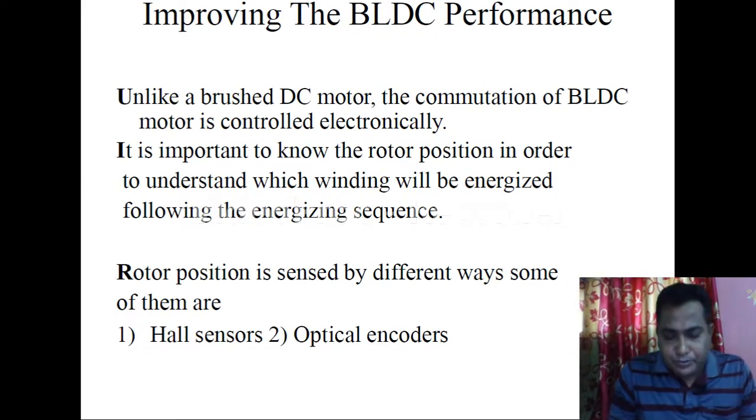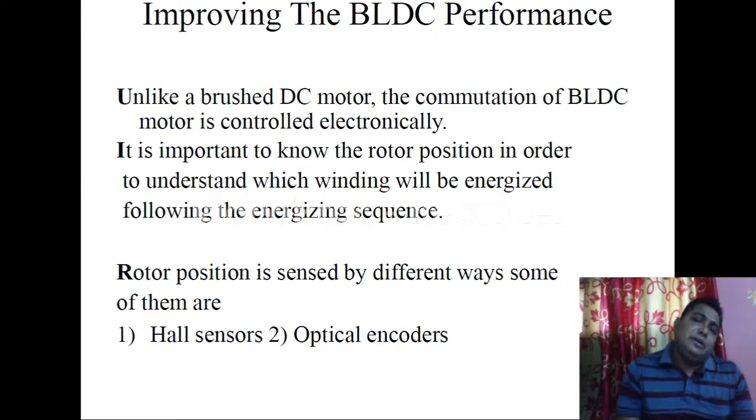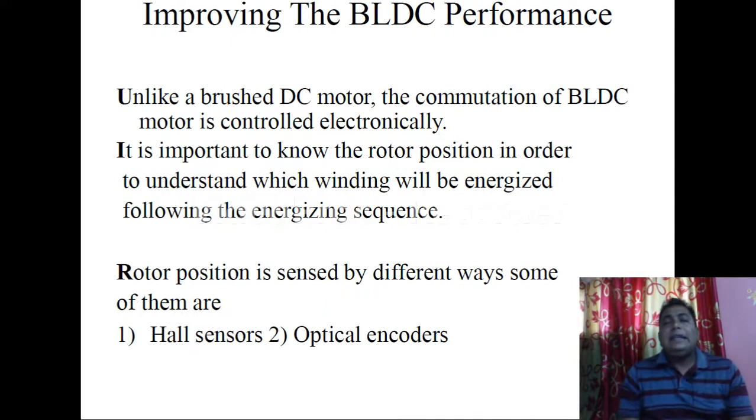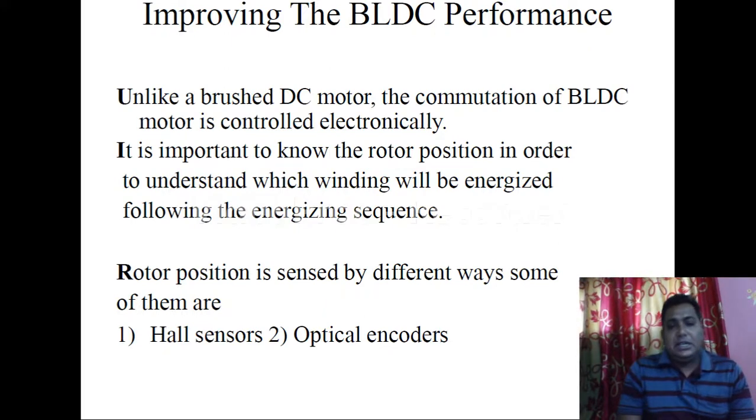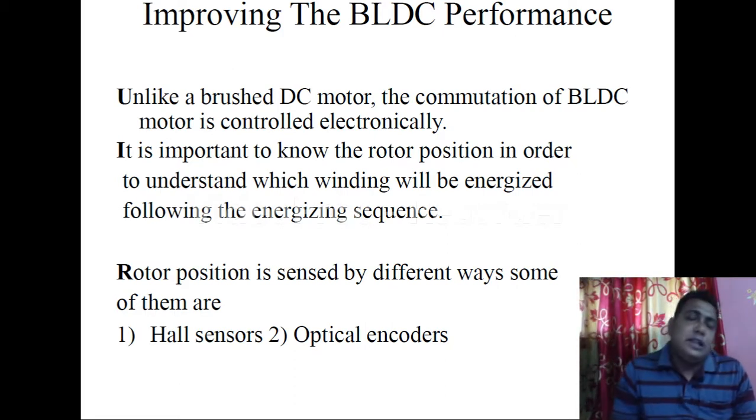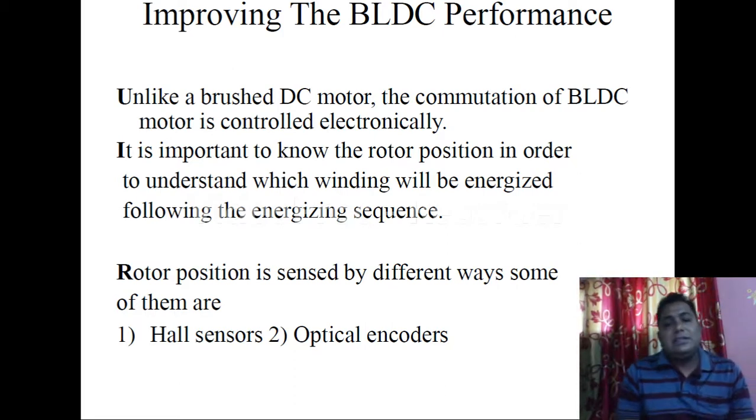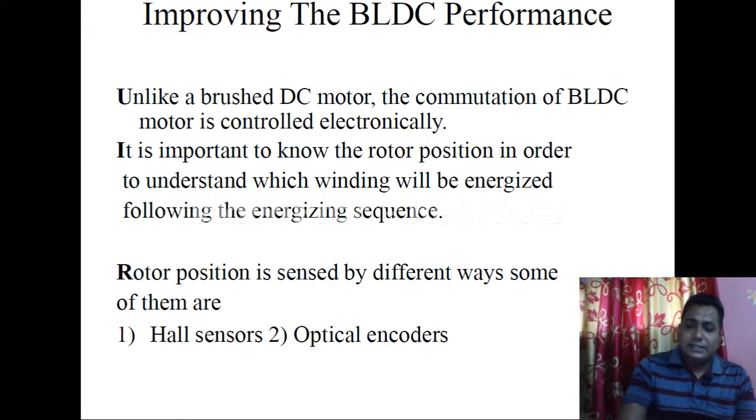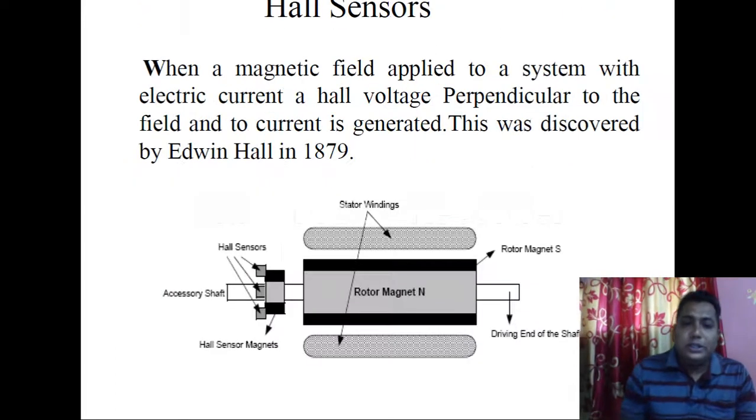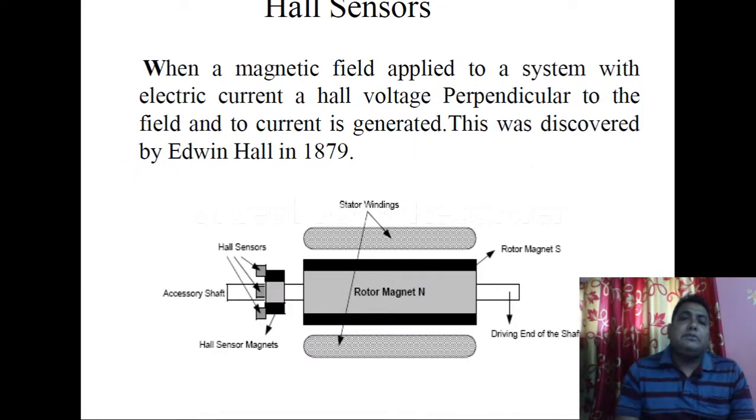So that is done in the BLDC for continuous performance of this machine. Okay, so to know the rotor position, there are two different methods, that is the Hall sensors and optical sensors, optical encoders. So let us see first what the Hall sensor is.